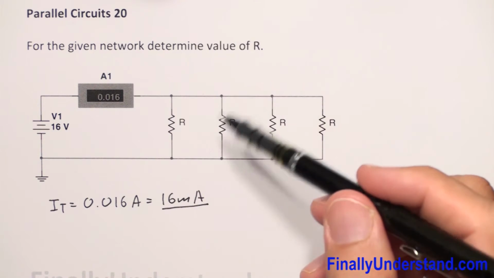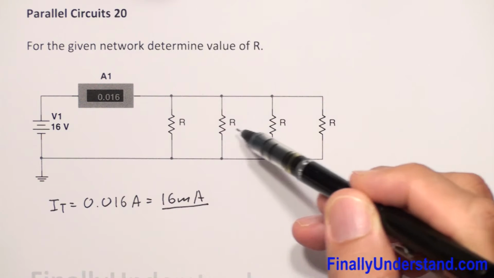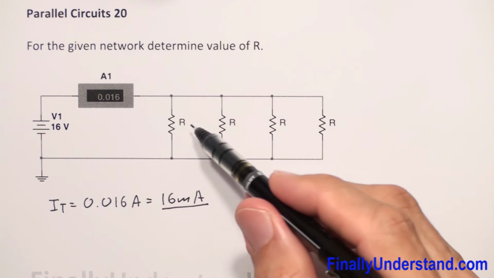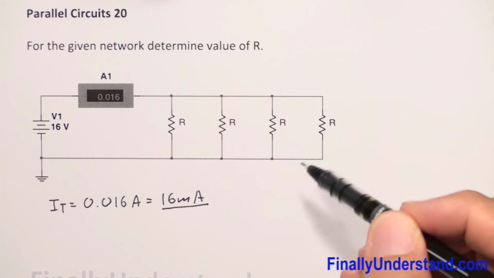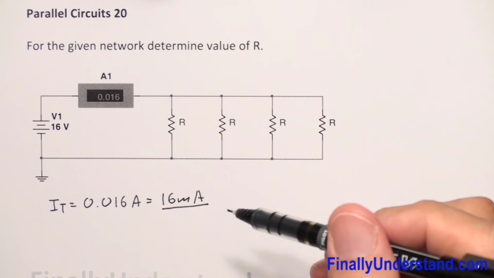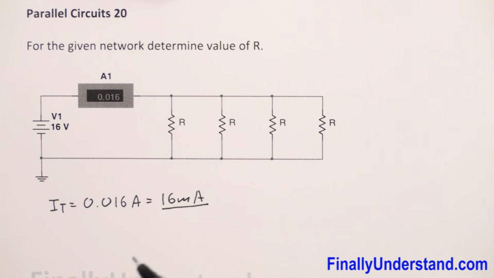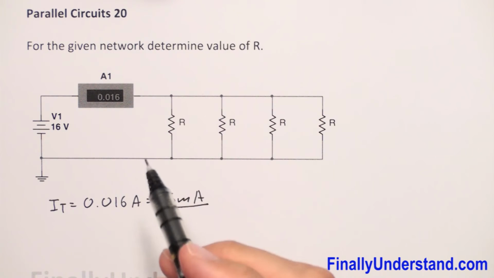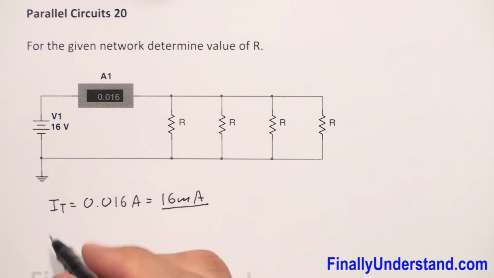Every one of them is labeled R, R, R, R. So it means that all those resistors are the same. They have the same value. So let me find the value of these resistors by finding total resistance first.